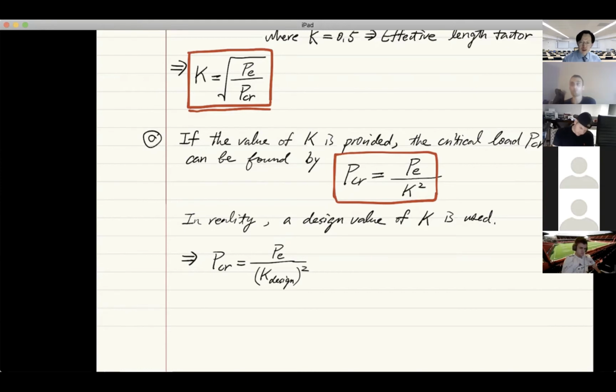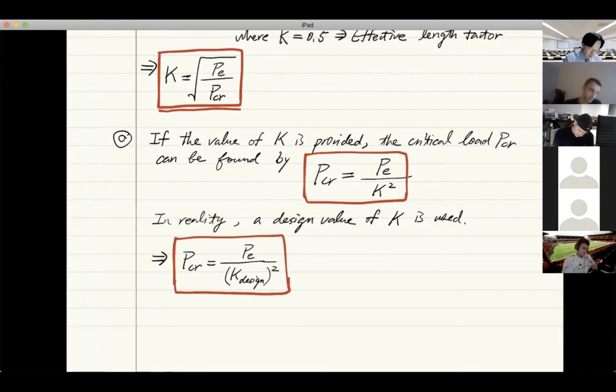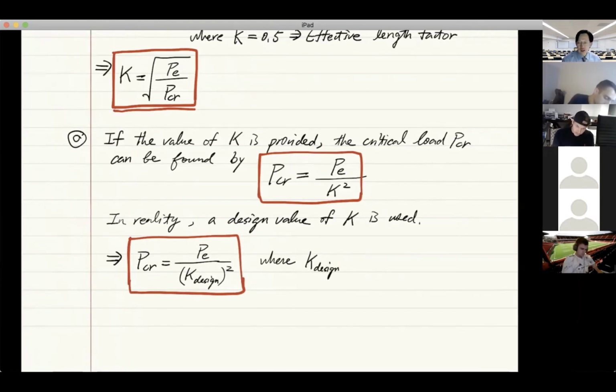What's the difference? The theoretical value can be found from the force equilibrium or bifurcation analysis or the energy approach. But the design value is only empirical. To make sure the final design is conservative, of course, we know that the design value K must be greater or less? Greater, right? It must be greater than the theoretical value. So here I use capital K as the theoretical value of K and K sub design for the design value.